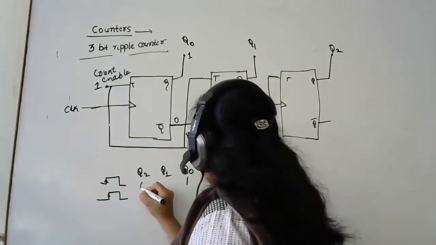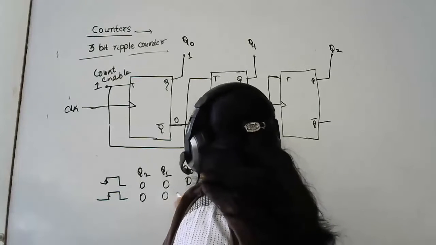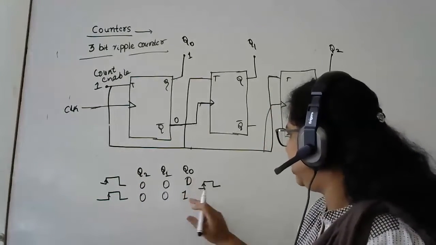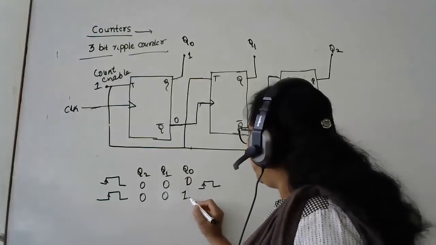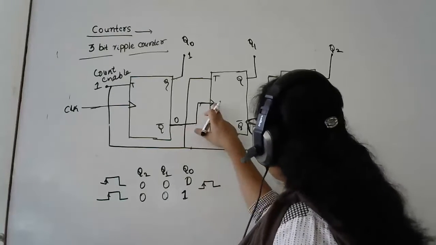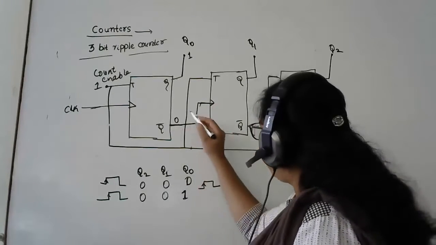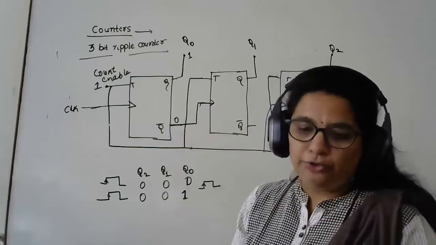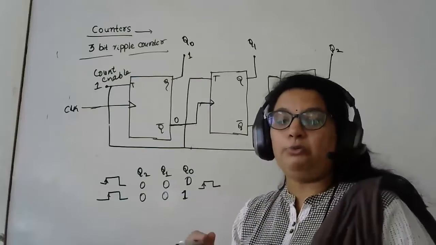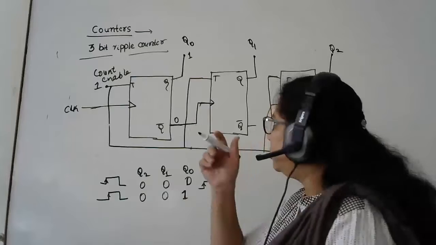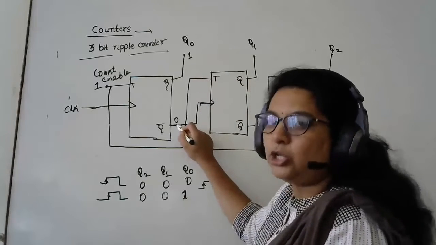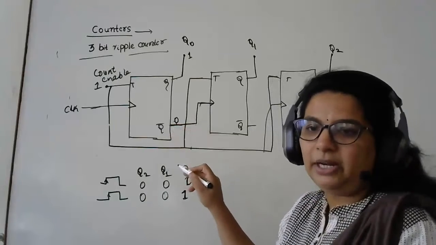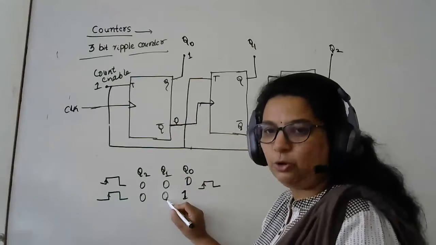To start with, all of them are 0. Then it changed to 1 because of the application of a clock pulse. It was a positive edge, so it changed to 1. But what is happening to this? Whatever output I am getting at my first flip-flop is acting as a clock to the next flip-flop. And which output? Not the normal output, but the complementary output is given as a clock pulse. So when this becomes 1, obviously this will be 0. So what does this 0 do? At that instant, it will keep it as a no change condition.